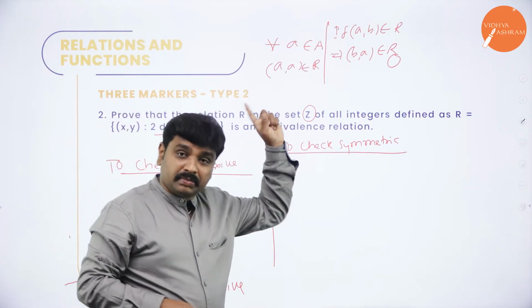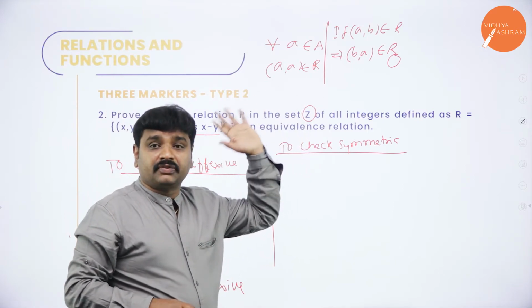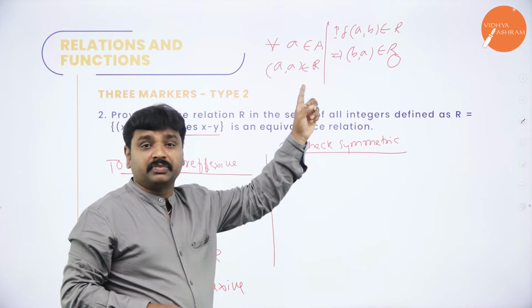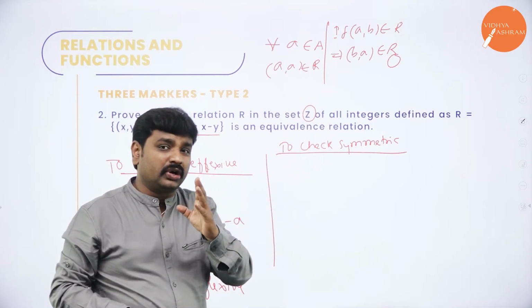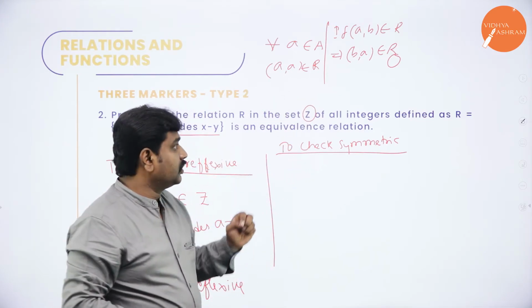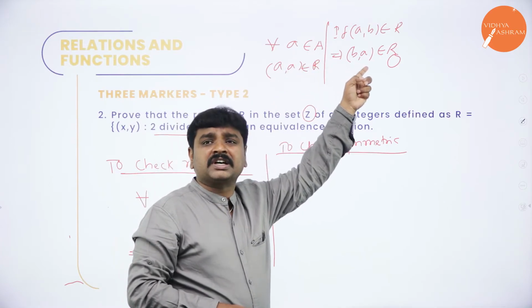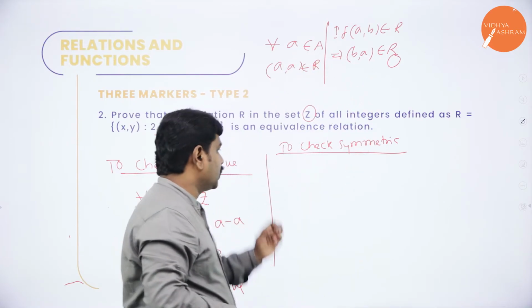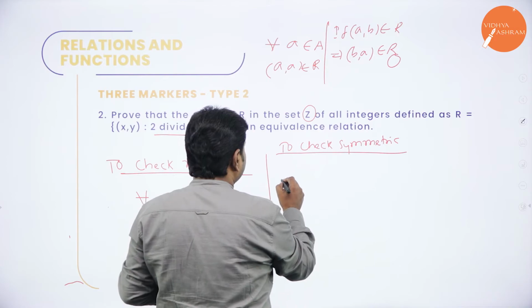I told you, become thorough with the definitions. If you are thorough, if definitions are on your tongue tip, then you can do the problems easily. That's what I told you in my last session. So now, what is symmetric? If AB belongs to R, then BA should belong to R.